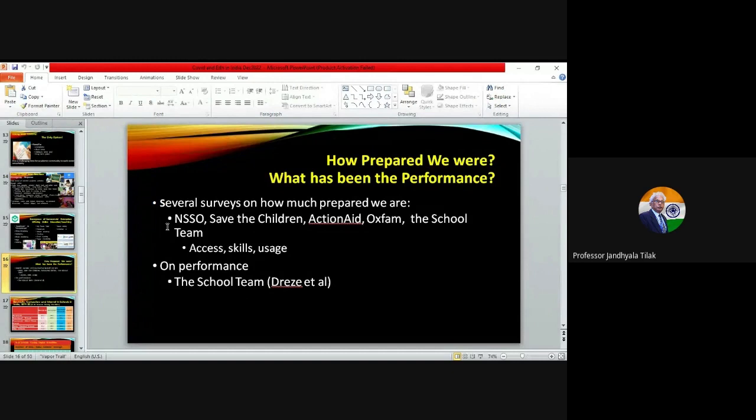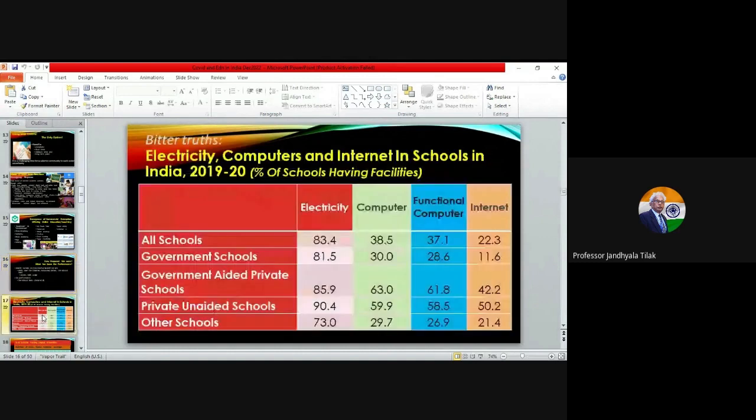What has happened during the first and second phase, particularly in the second phase, is there are several surveys on how much we are prepared. There is a reasonably good amount of database and quite a few surveys done by Save the Children, ActionAid, Oxfam, the school team, and quite a few government and non-governmental agencies, on how the schools performed during that period. I would like to briefly go through some of the evidence that we have before I go to the policy actions.